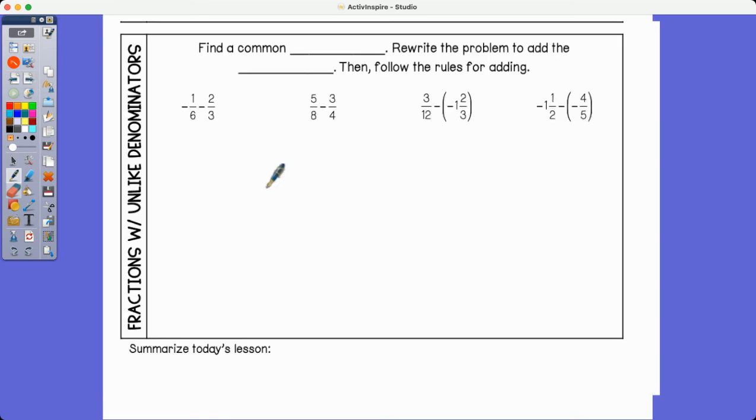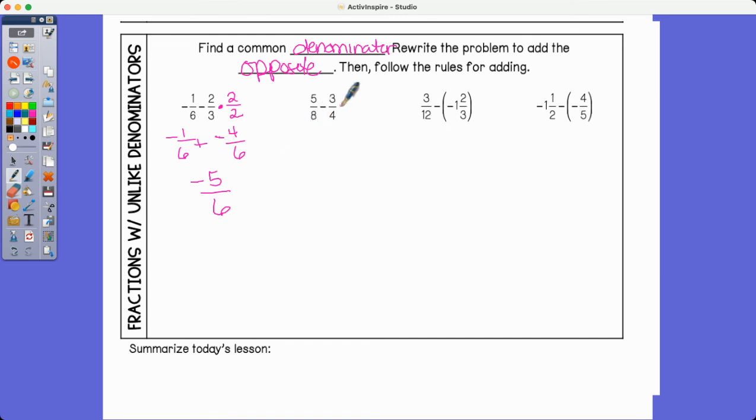Okay, unlike denominators, first thing we need to do is find a common denominator. Rewrite the problem and add the opposite. Guys, these are the same rules all day long, every day. Least common denominator between 3 and 6 is 6. So I have negative 1/6 plus a negative 4/6. Same sign, negative 5/6, because we're adding negative 1 and negative 4 gives me negative 5.